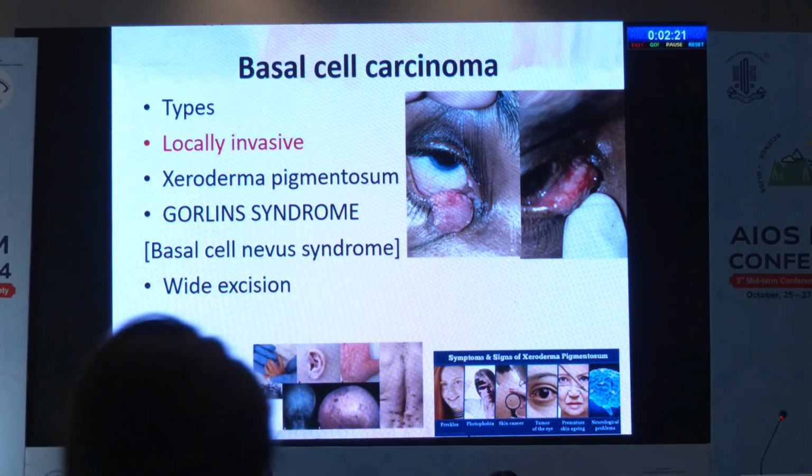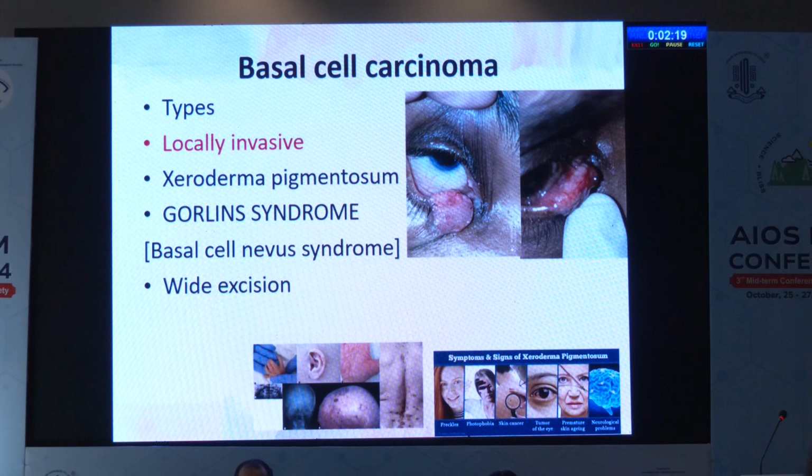So the basal cell carcinoma, we all know that we have the nodular form, the ulcerative form. This was a lady who was referred again to us with query malignancy, query granulomatous lesion, and it finally turned out to be a basal cell carcinoma.